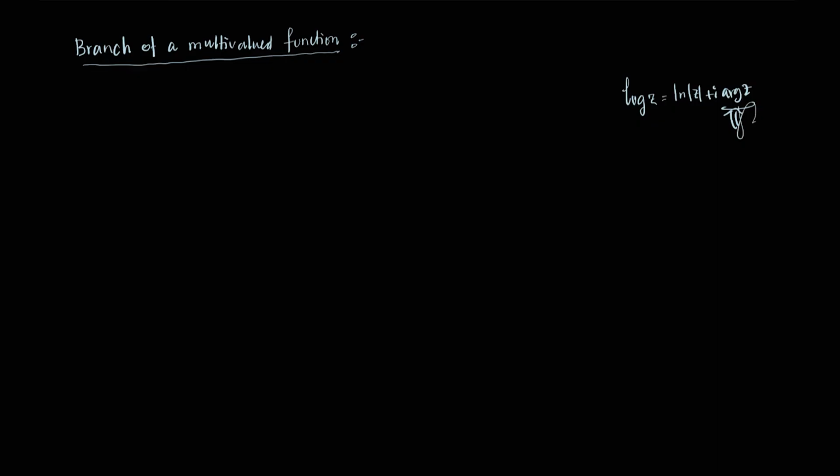Okay, but generally speaking, it is not a very good practice to work with a multivalued function, because you don't know which value it is actually taking. So we want to look at it as a single valued function. So then we define something called a branch. Okay, so let me define.